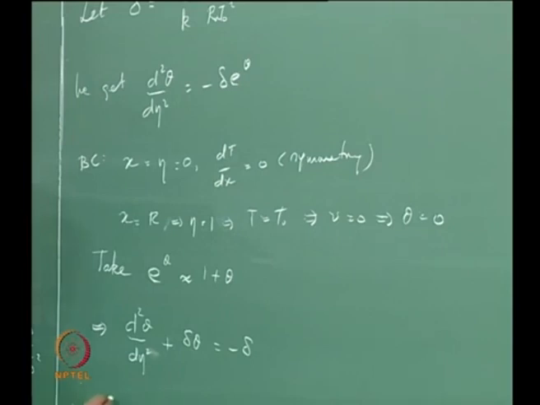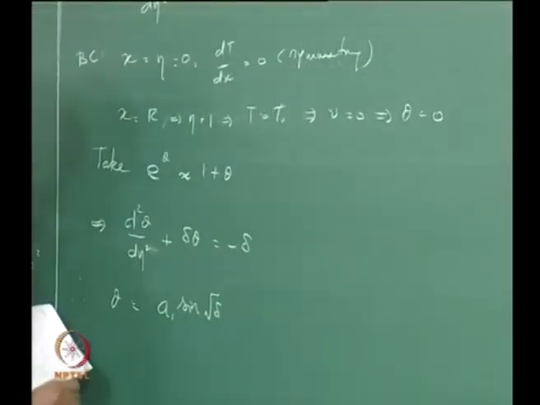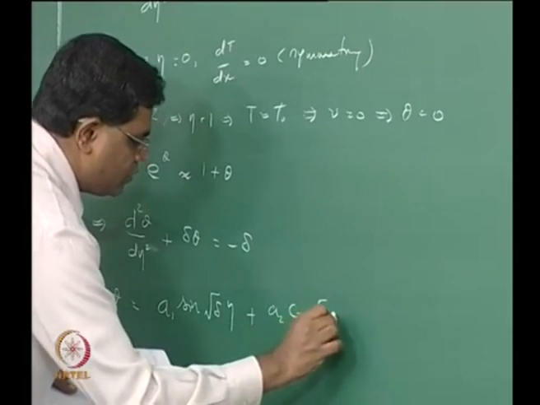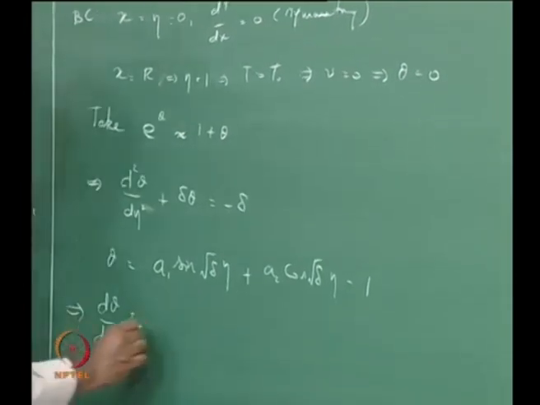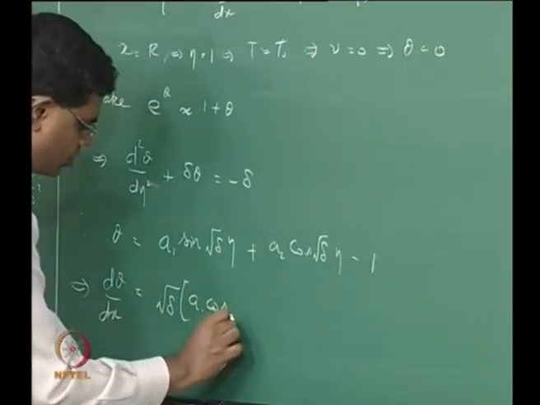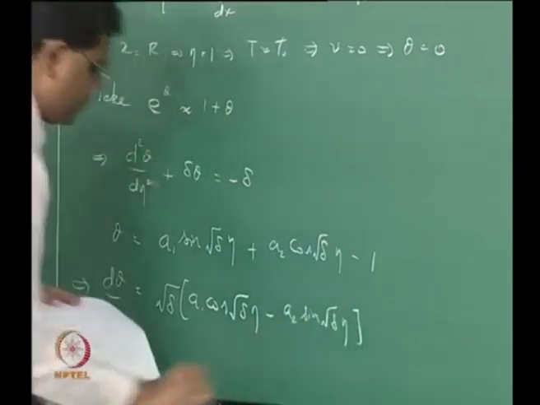Therefore theta equals, let's say, a1 sine square root of delta eta plus a2 cosine square root of delta eta minus 1, right. So you have the complementary part and the particular integral there, and therefore you get d theta over dx from here as square root of delta times a1 cosine square root of delta eta minus a2 sine square root of delta eta.